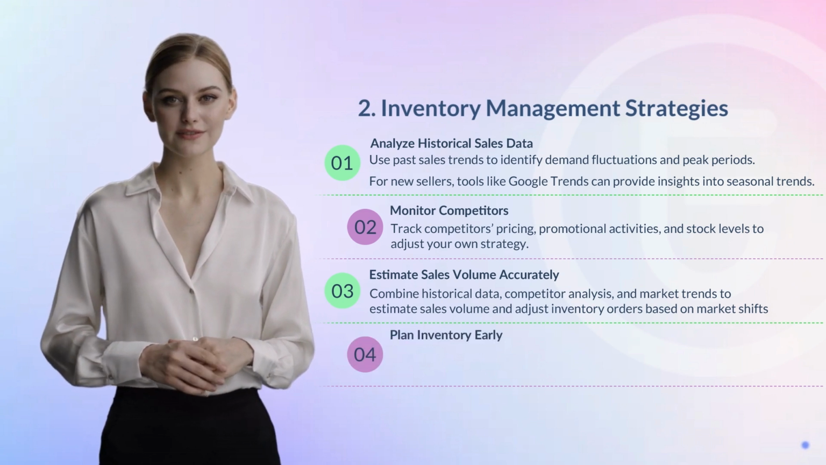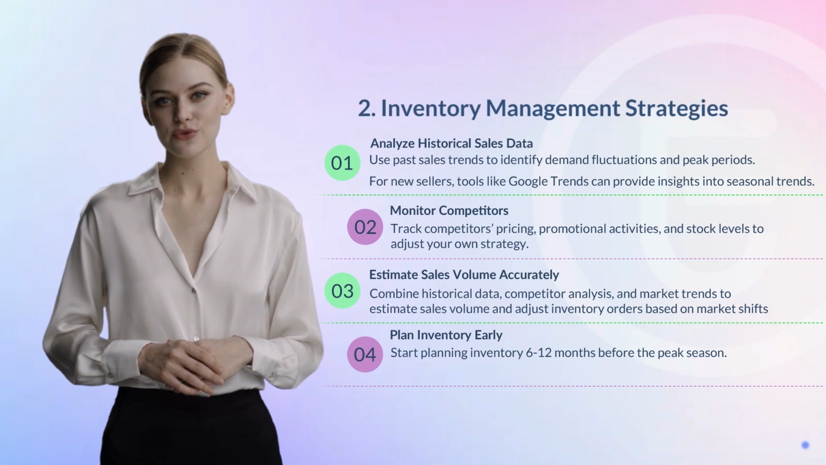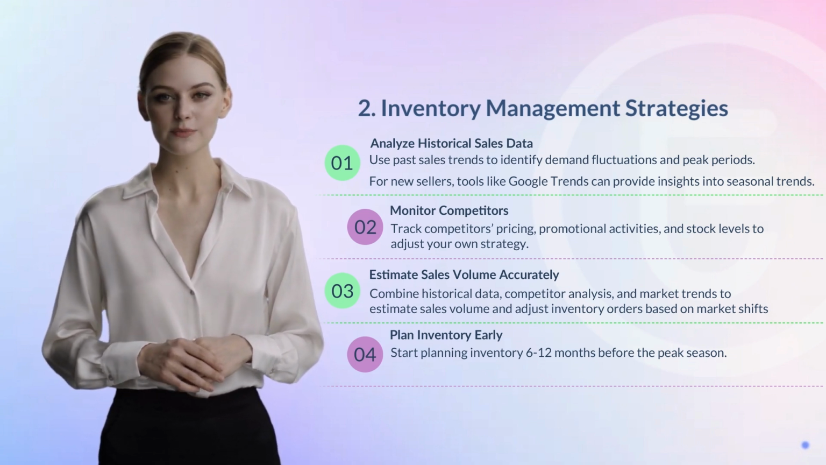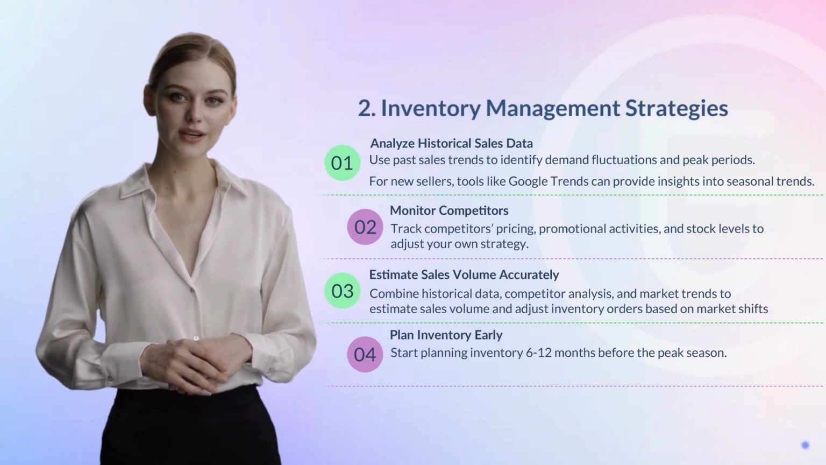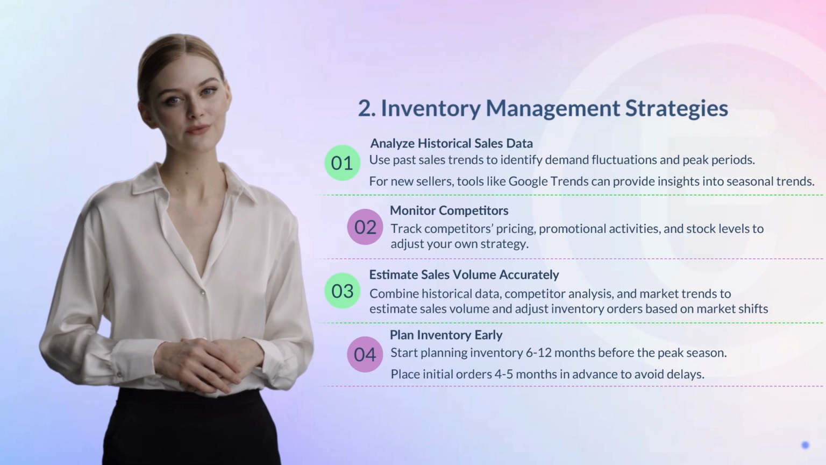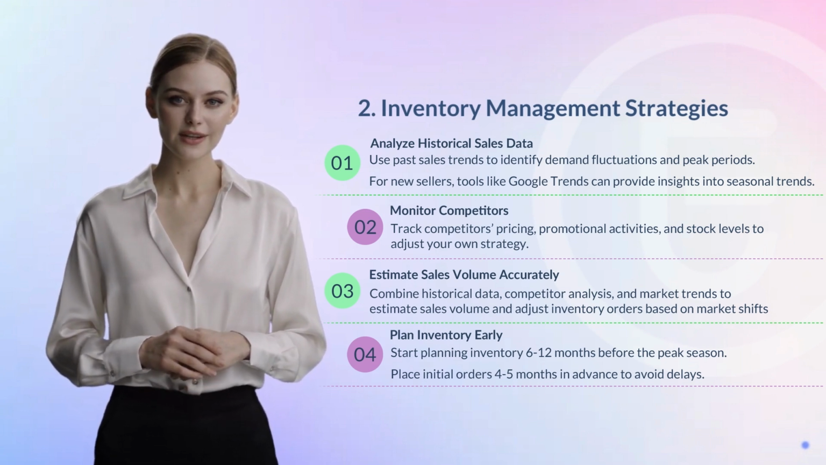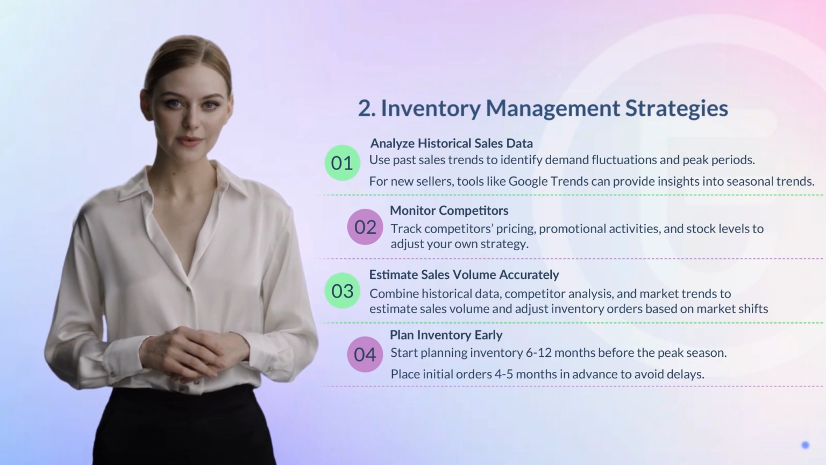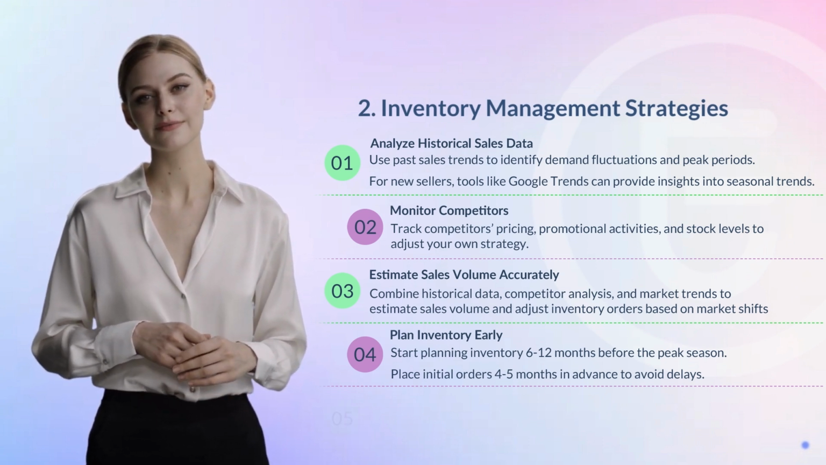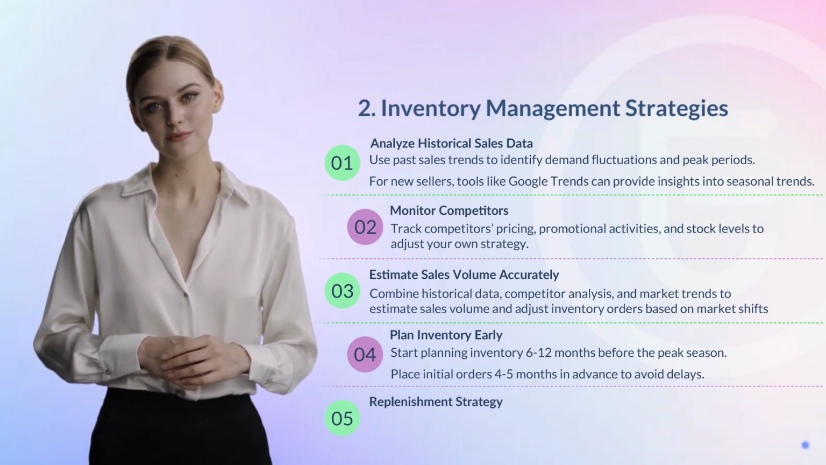Once you determine the necessary stock levels, start planning inventory 6 to 12 months before the peak season. This timeline allows sellers to conduct research, build relationships with reliable suppliers, and secure stock early. Place initial orders 4 to 5 months in advance to avoid shipping delays. By the time the season approaches, your focus should be on marketing and maximizing sales, rather than dealing with last-minute inventory issues.